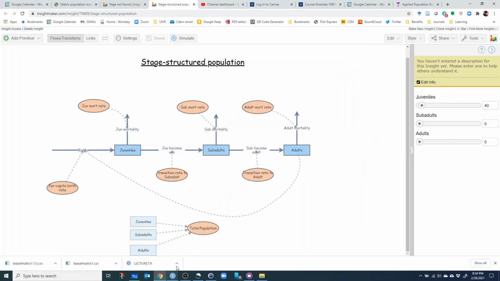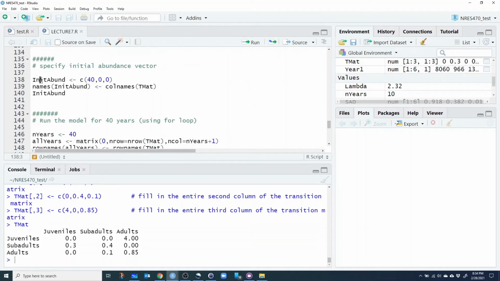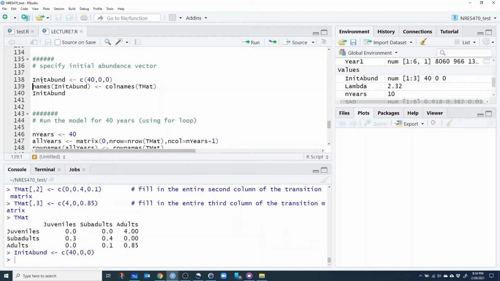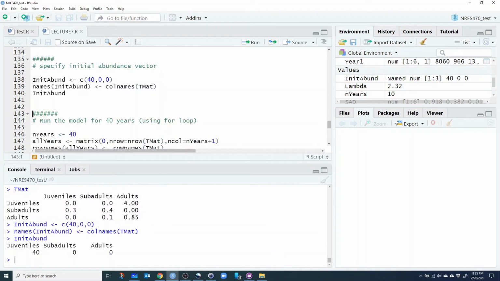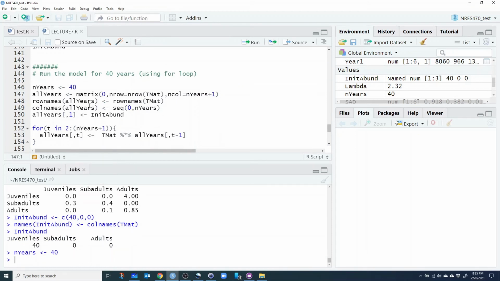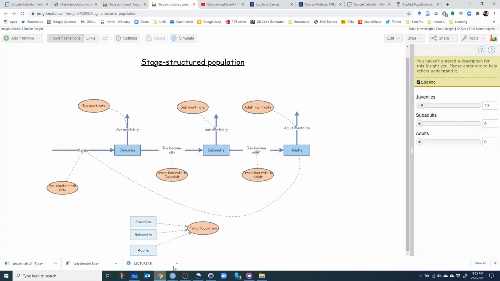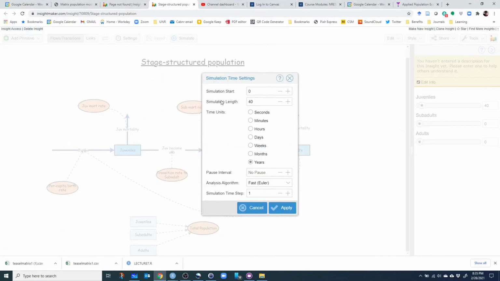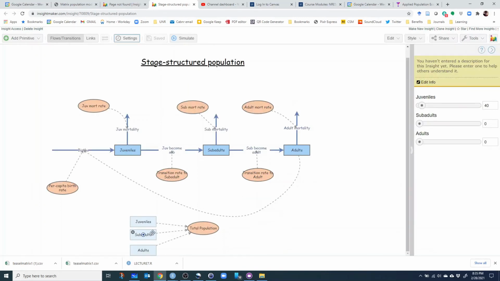All right, so I'll get out of this and go back into R, and we can make this initial abundance vector. I will name each of the elements according to the stage, so that this is starting off with 40 juveniles, 0 subadults, 0 adults. And let's run a simulation for 40 years. And in order to compare these two, let's make sure this is also running for 40 years. And it is 40 years. So that's good. Again, we want these two to be totally comparable.